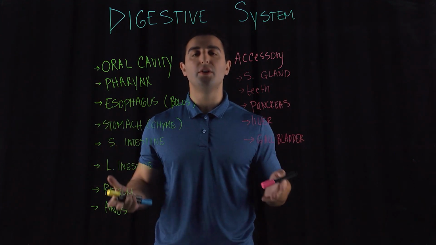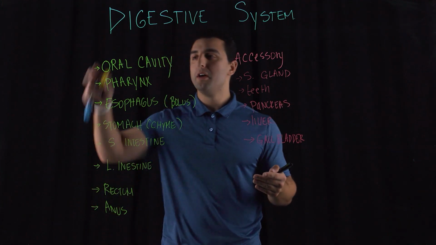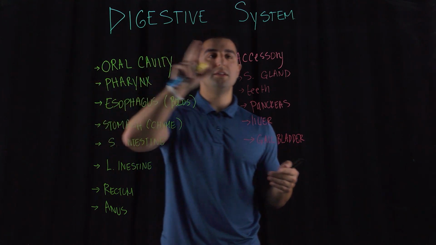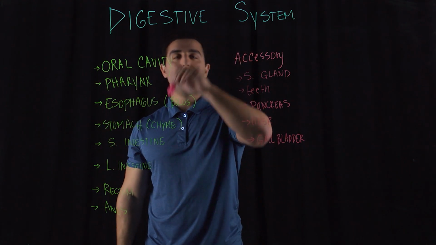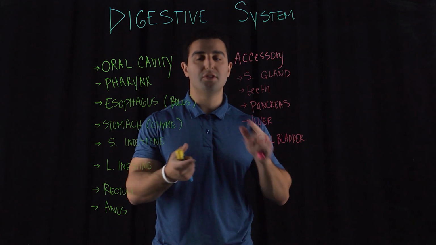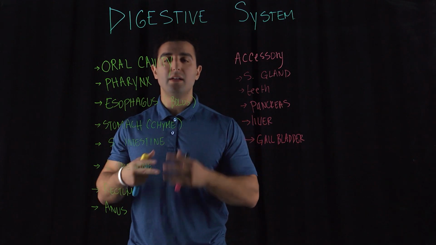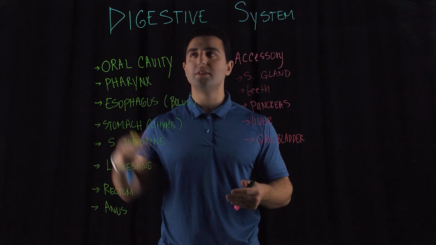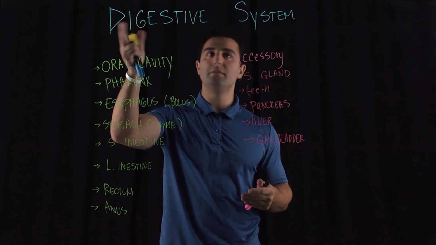So these are just the very general components of the digestive system. You have the main structures, and then you have the accessory structures, right? There are multiple names for the digestive system. They call it the digestive system, the GI tract, gastrointestinal tract, alimentary canal. These are all considered part of the digestive system.